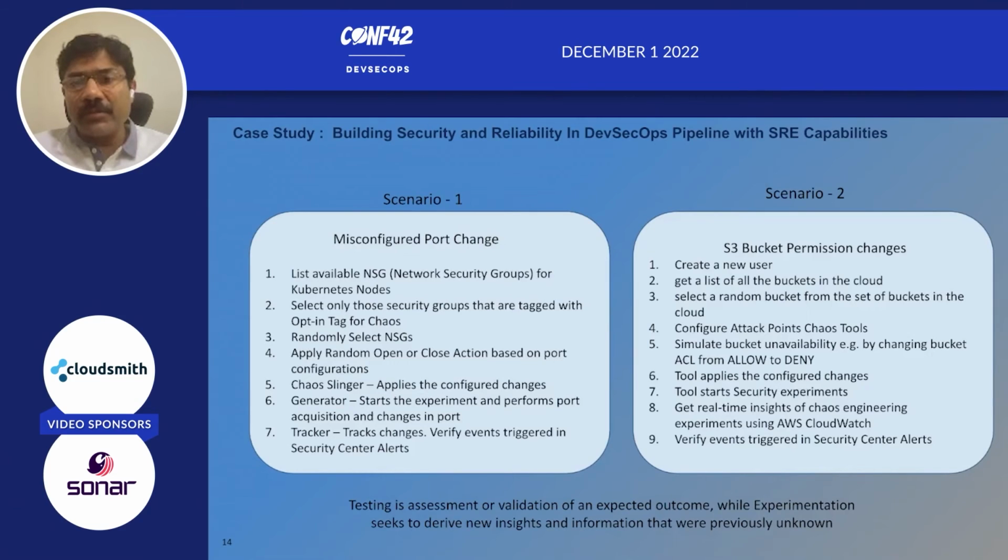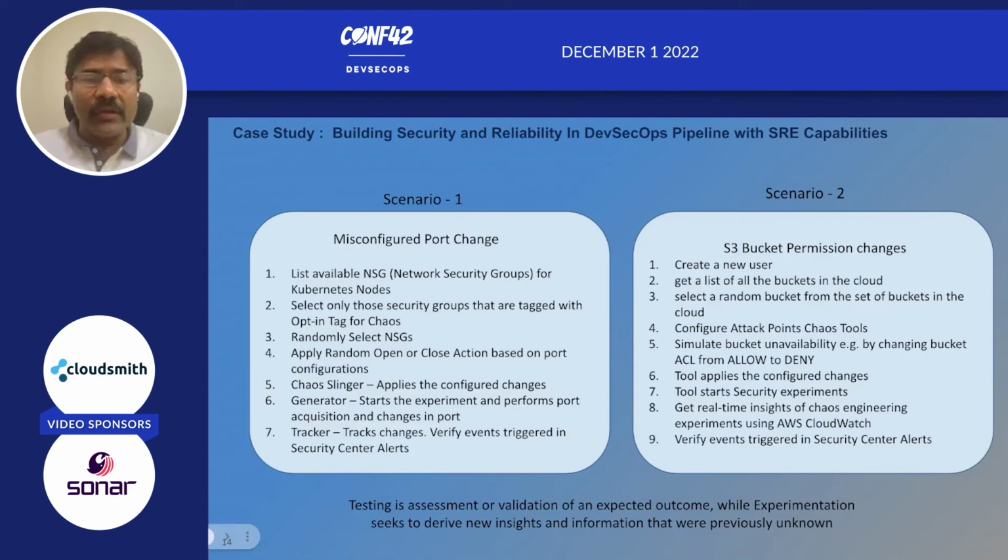And then S3 bucket permission changes. You have to create one new user and get a list of all the buckets in the cloud, with respect to AWS or Azure or GCP. Select a random bucket from the set of buckets and configure attack points using these chaos tools. Then simulate bucket unavailability by changing the bucket ACL from allow to deny, and the tool will apply the configured changes. The tool starts the security experiments, and you will get real-time insights from the chaos engineering toolset. Then you can monitor AWS CloudWatch and verify whether events are triggered in security center or not.